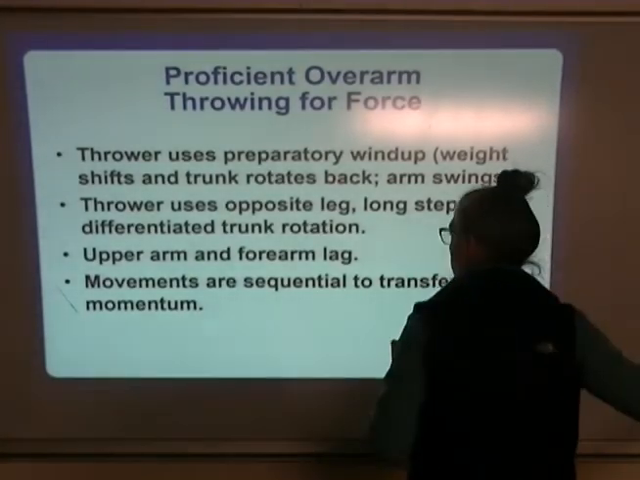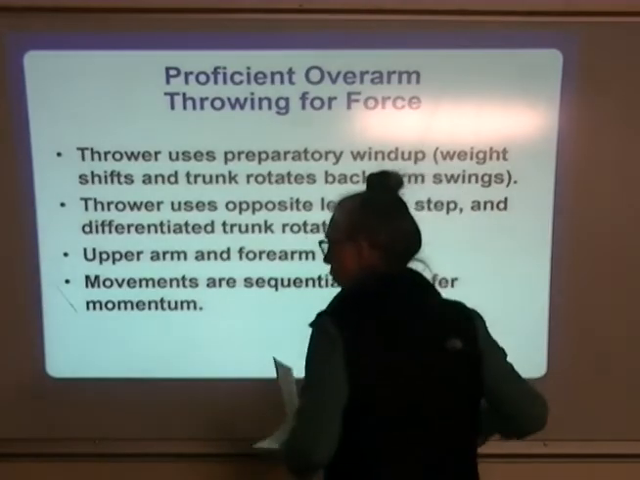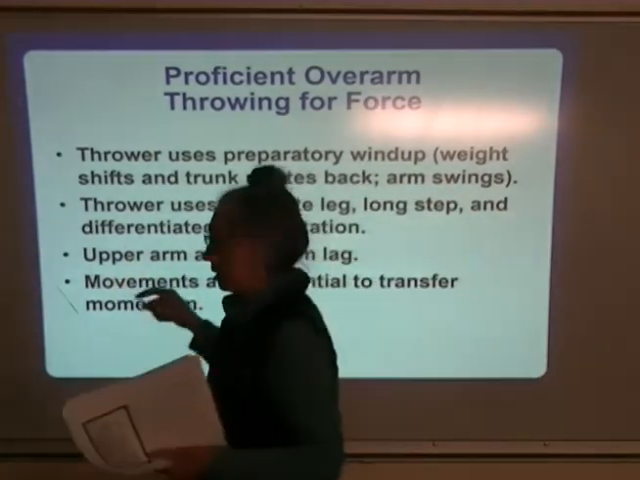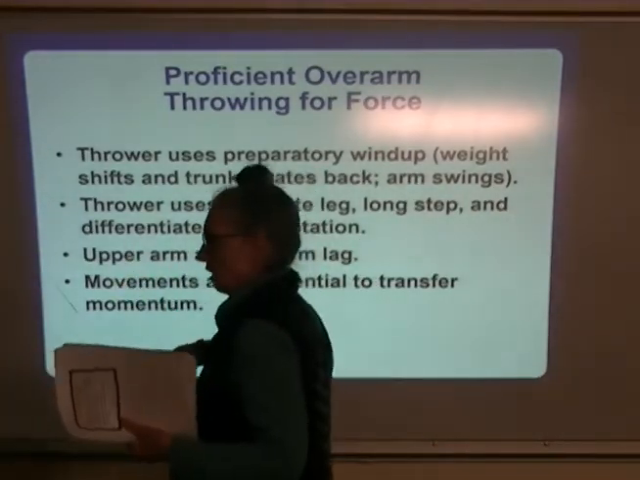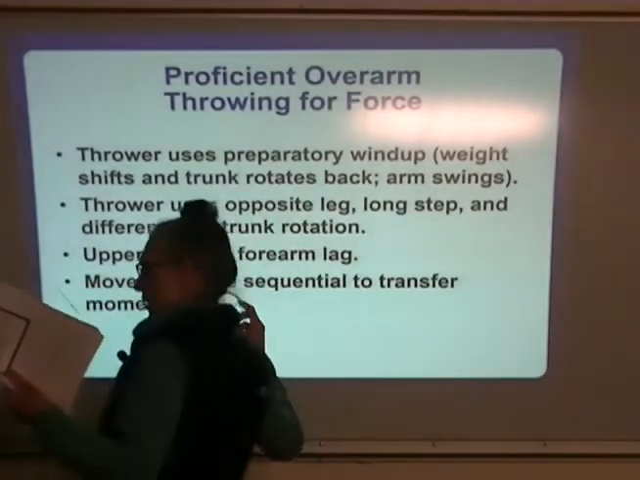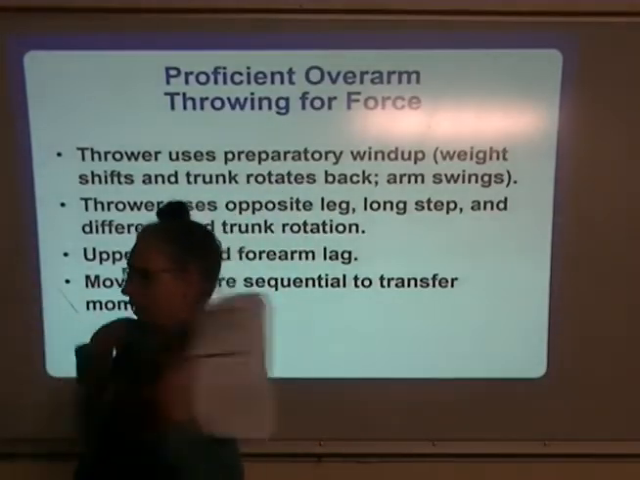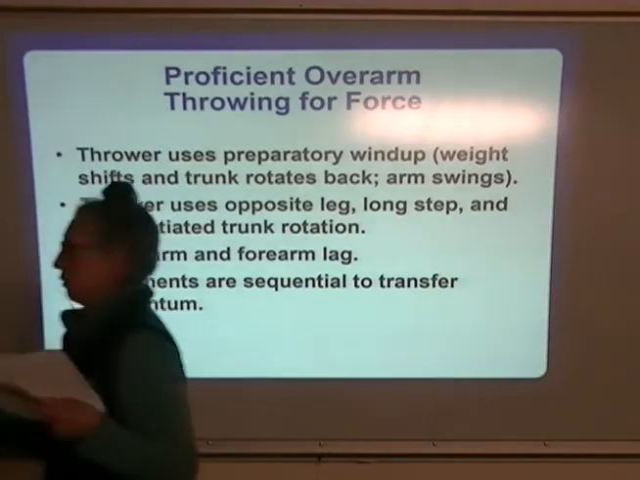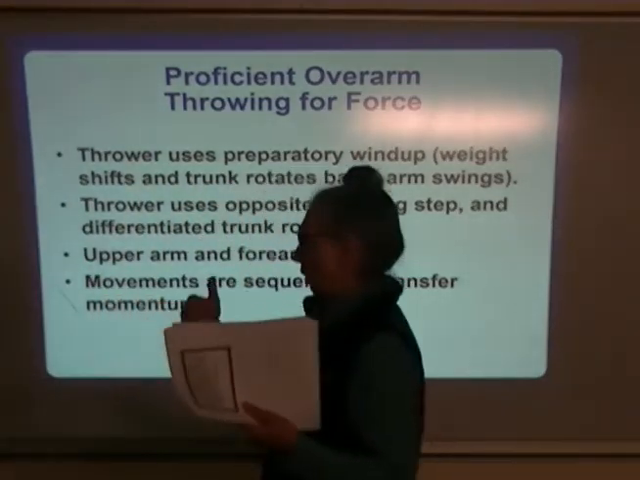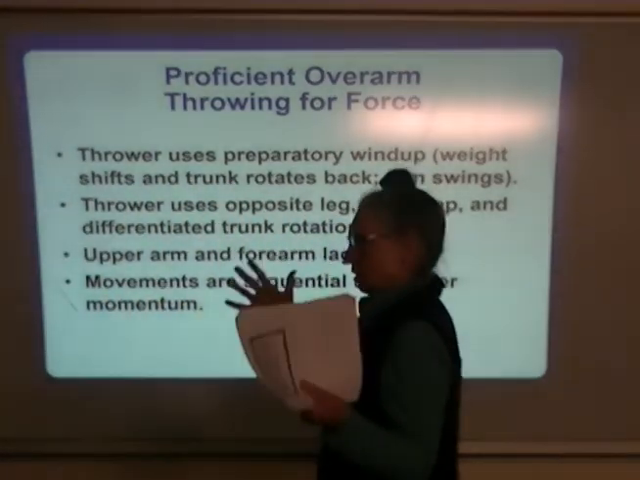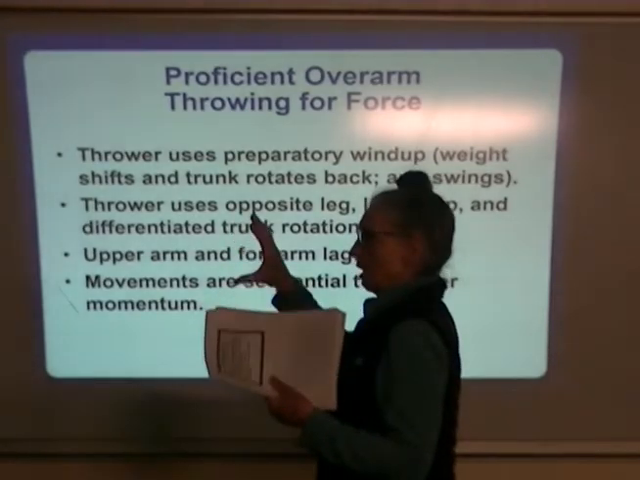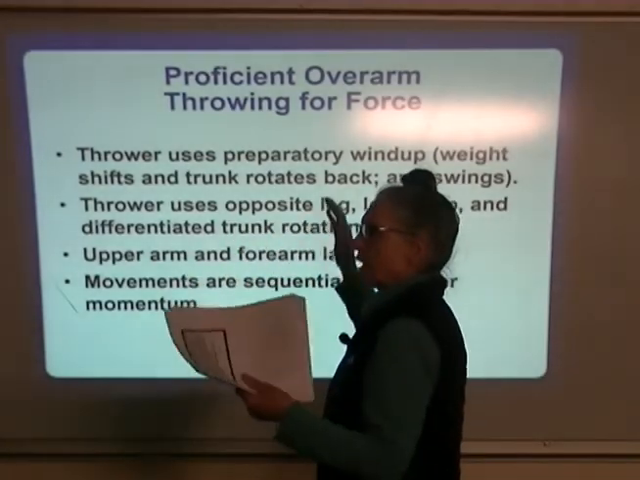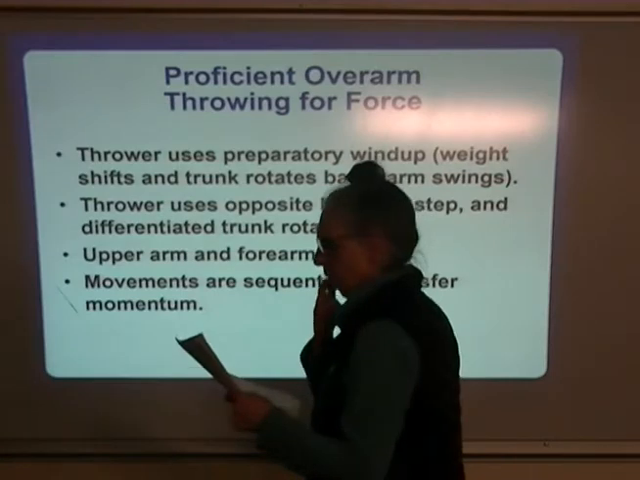So a block rotation happens when the whole body turns in one piece. A sequential rotation occurs when we see the hips, then the trunk, then the shoulders. All right? So if you watch a very good thrower, especially in slow motion, you'll see that sequence if they're throwing for force.